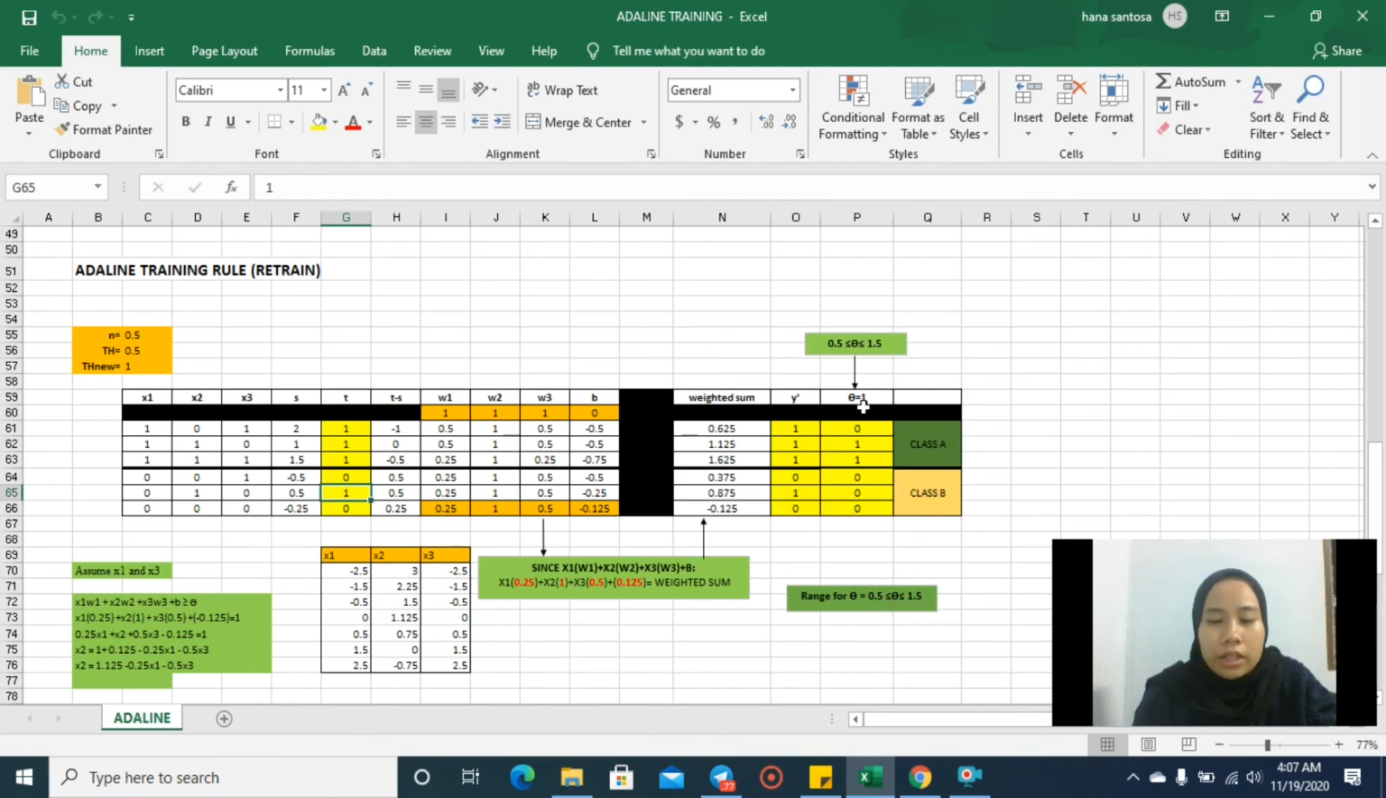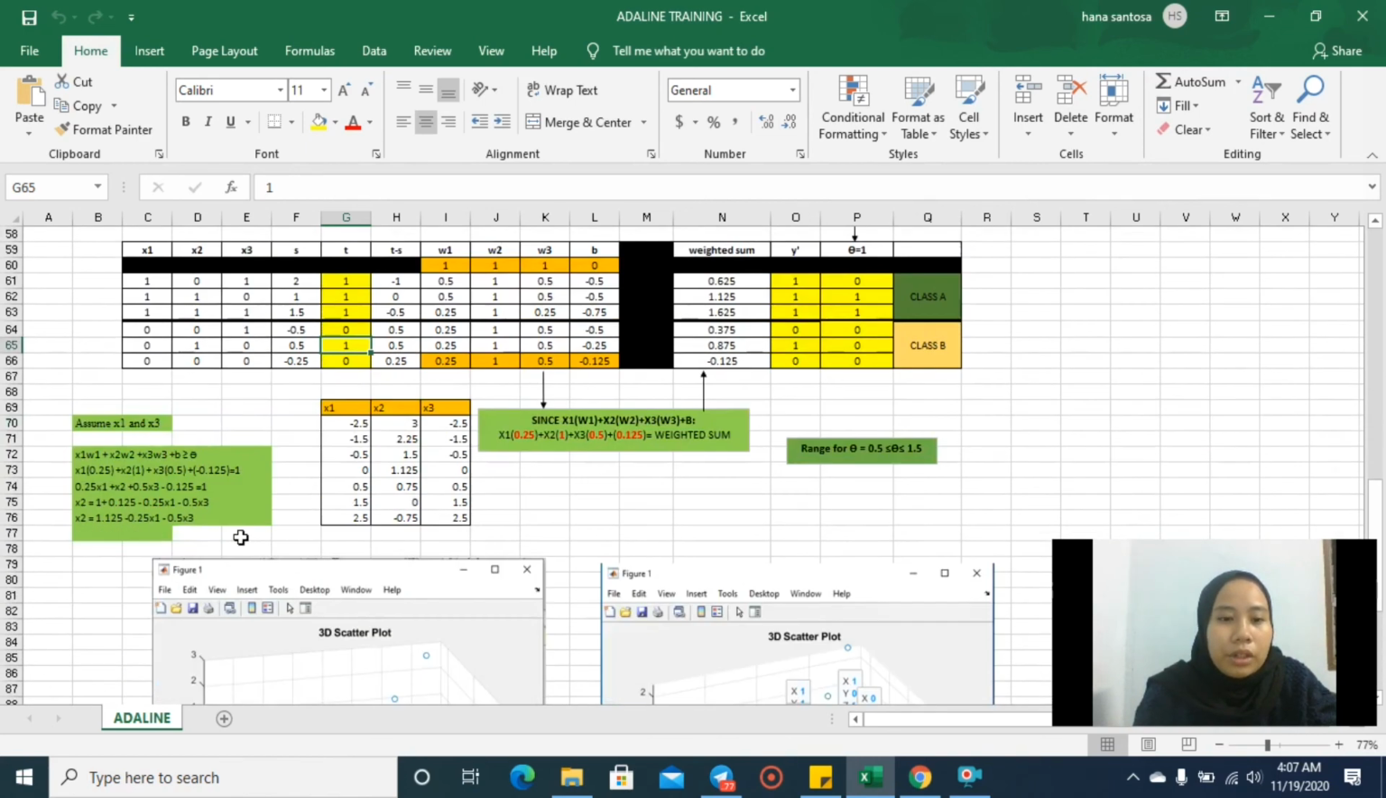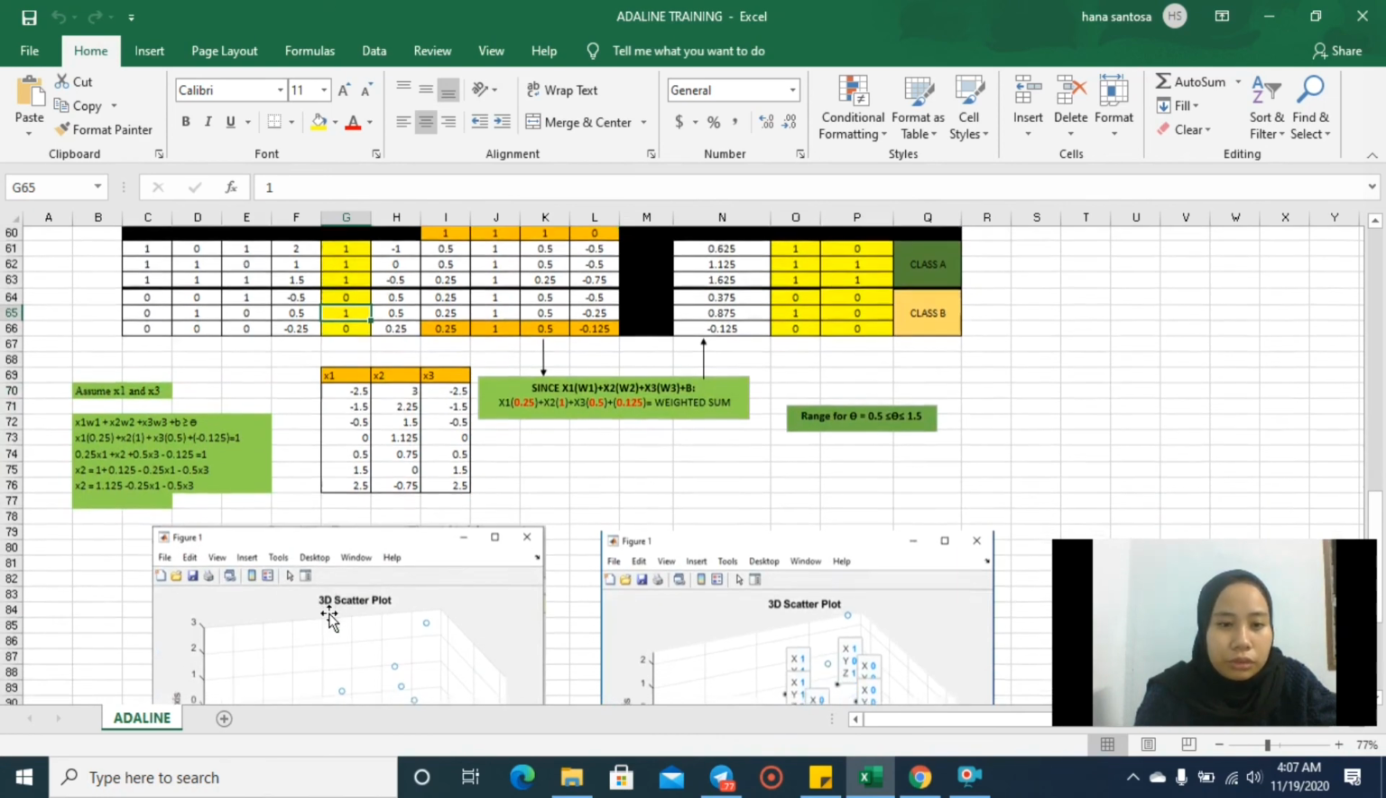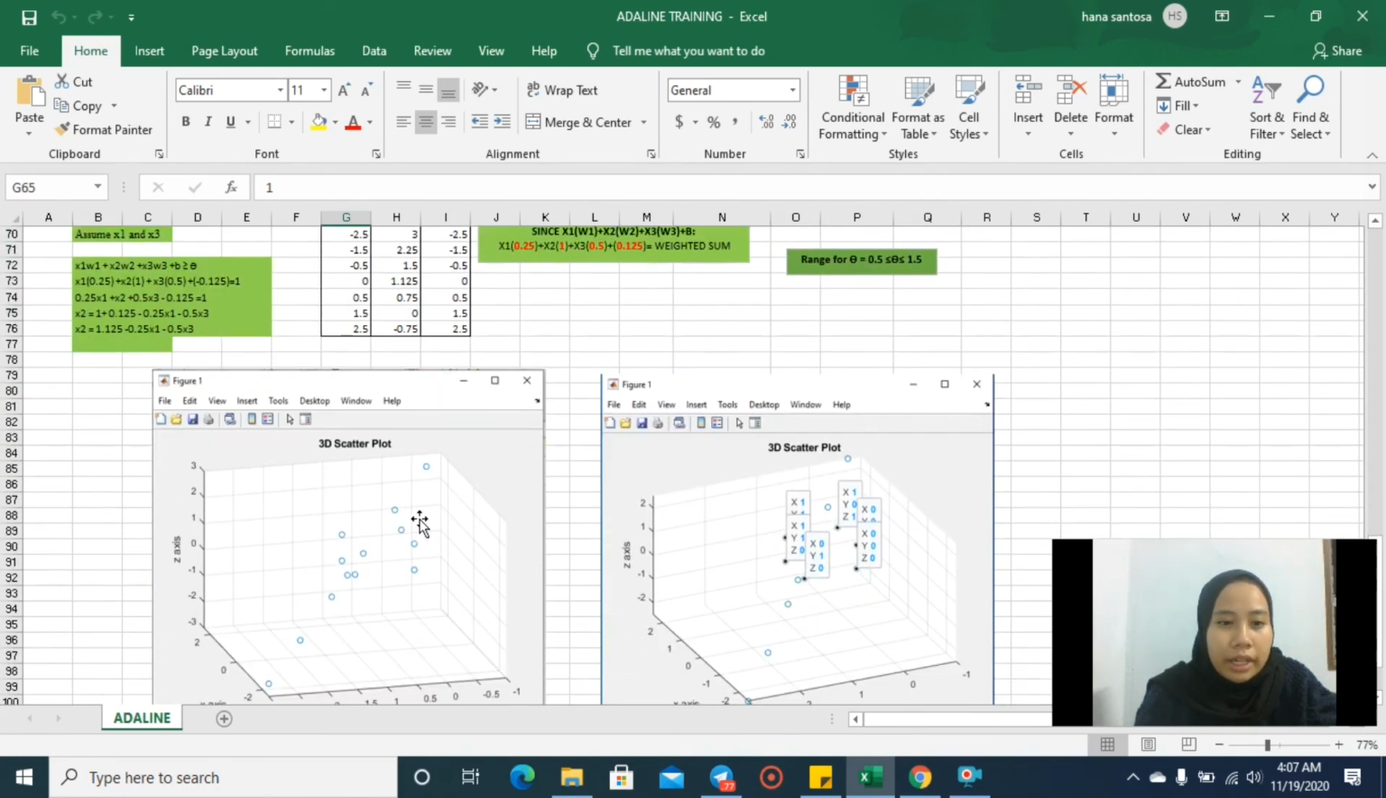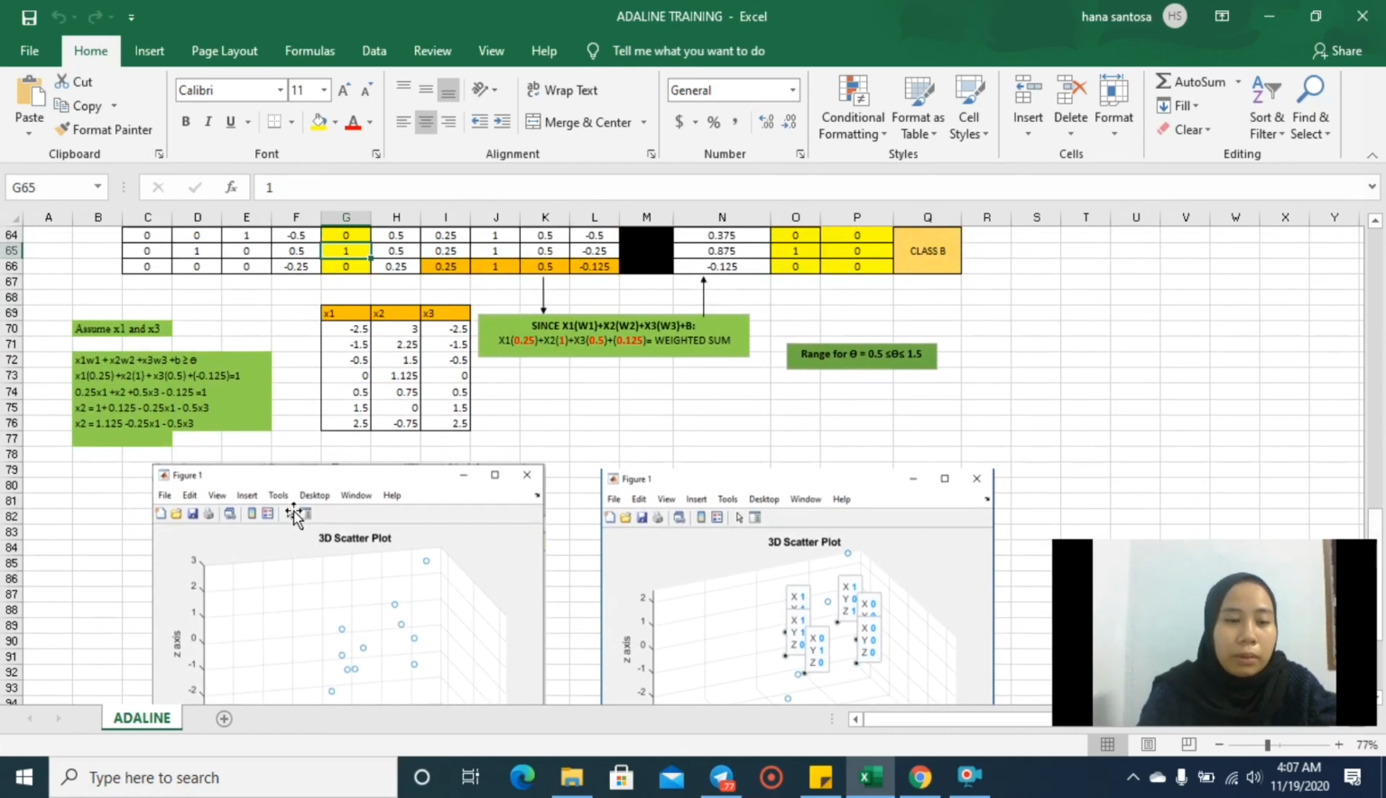The range for theta we got is 0.5 to 1.5, and we assume the value of theta is 1. Okay, this is the table to get the straight line for the 3D scatter plot graph. We assume x1 and x3 to get the value of x2, using this equation.